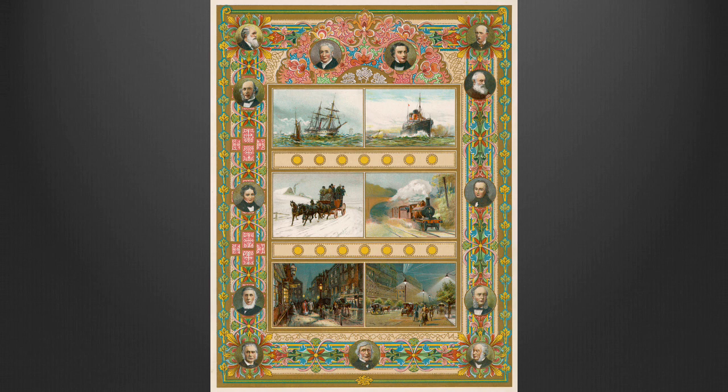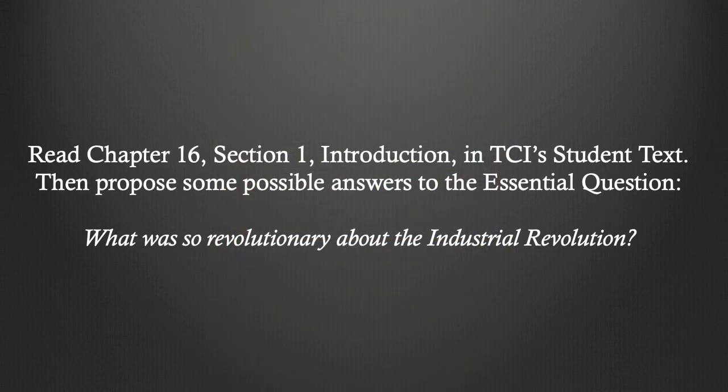This lithograph appeared in the Illustrated London News in 1897. Lithographs are copies of original works of art, but they're not fakes because they're authorized and approved by the original artist. Open TCI in a separate browser tab and read Chapter 16, Section 1, the Introduction. And then, on your notebook guide, propose some possible answers to the essential question.